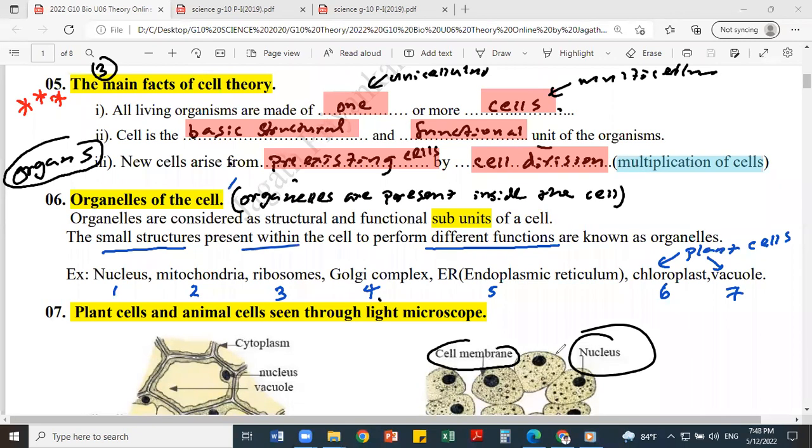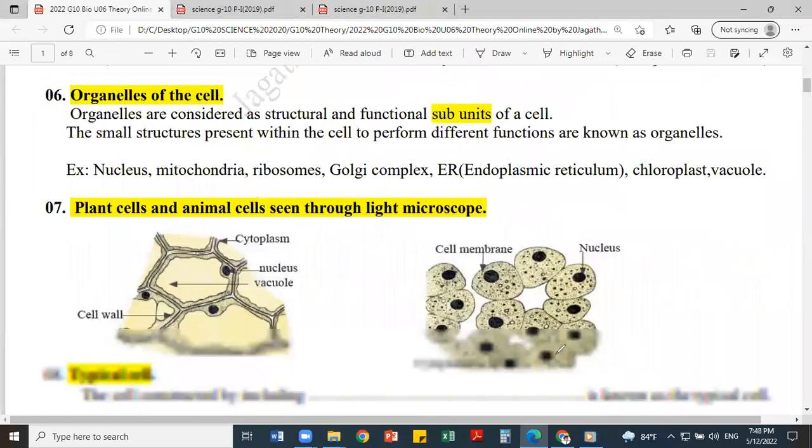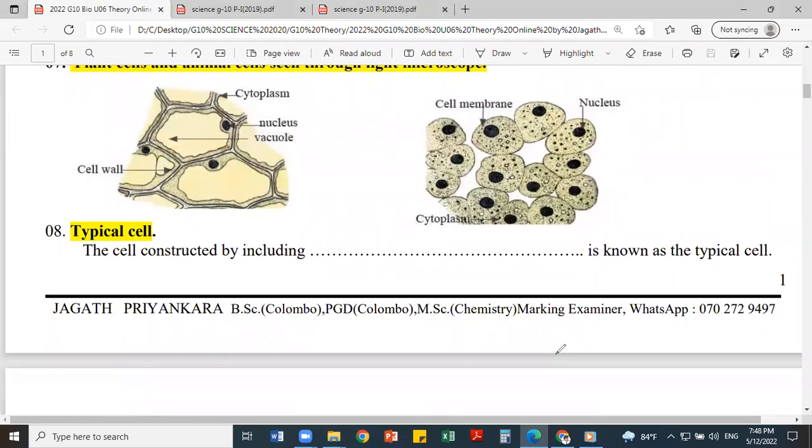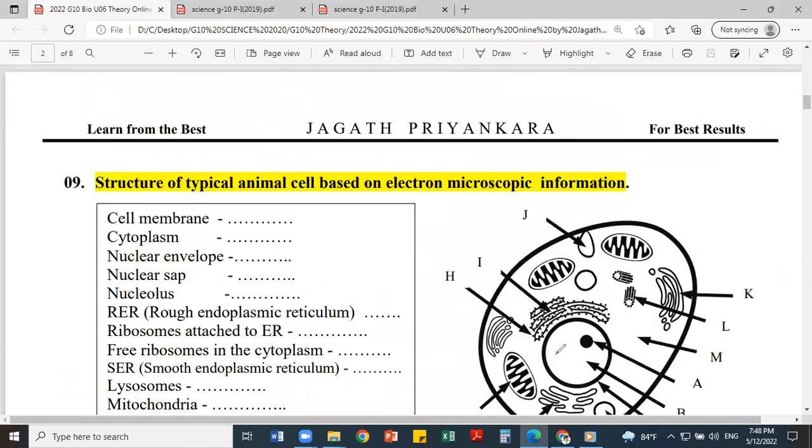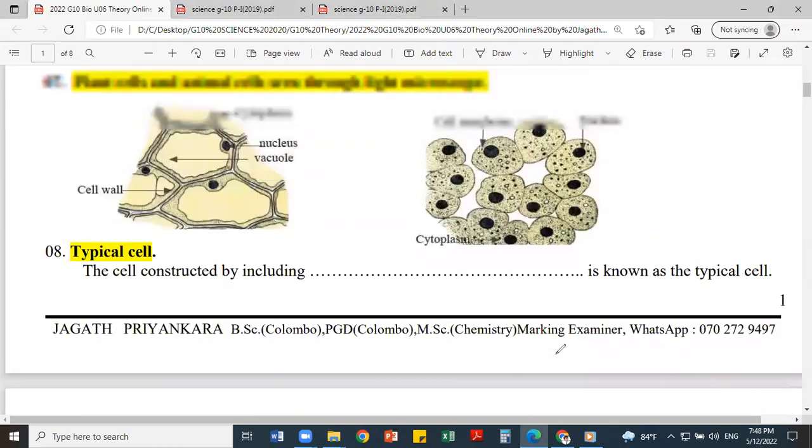Right, number 7, that is the practical: how to observe plant cells. Now, plant cells and animal cells through the light microscope. I'll show the video clip also about that.